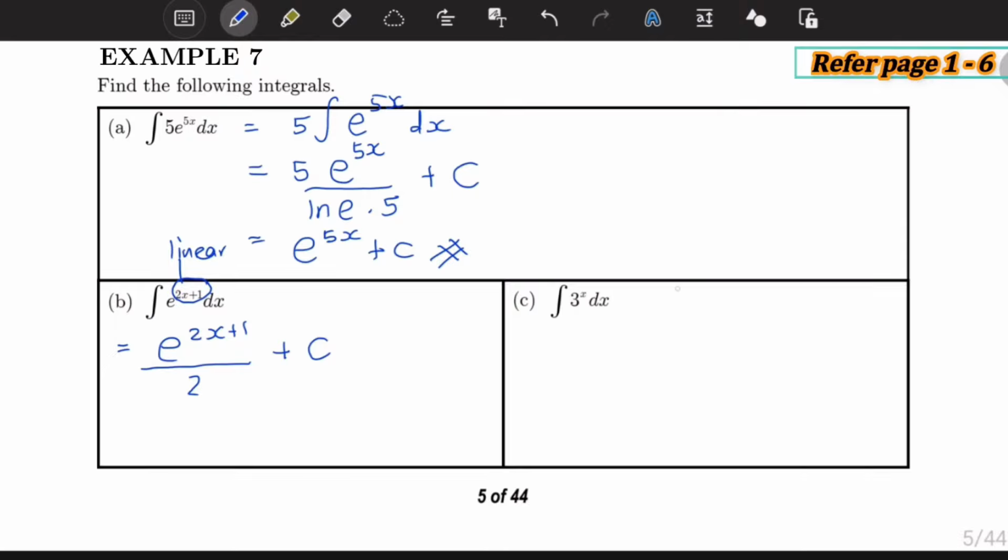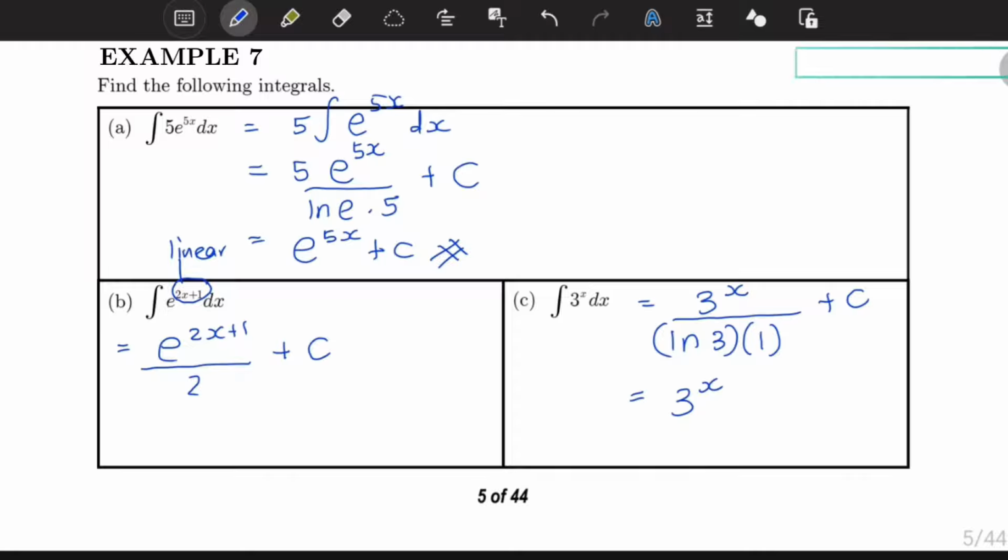Okay, part C. Copy 3 power of x, divide by ln 3, ln base, and then differentiate the power. Differentiate x is 1, plus c. The answer is 3 power of x divide by ln 3 plus c.